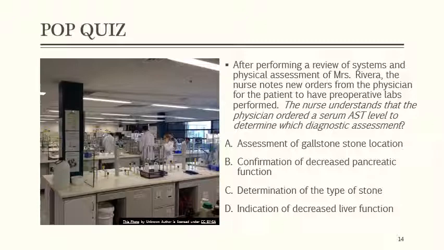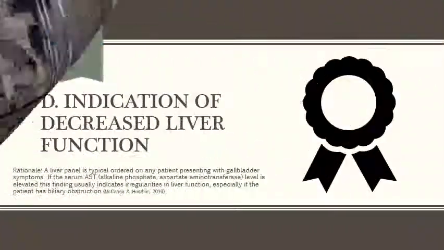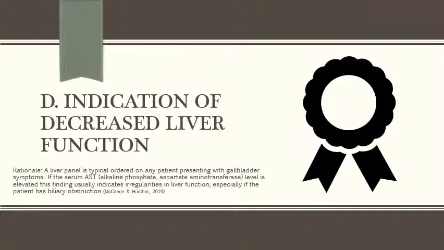All right, now it's time to find out the correct answer. Congratulations! D is the correct answer, indication of decreased liver function, and that is because a liver panel is typically going to be ordered on any patient that is presenting with gallbladder symptoms. The serum AST level will indicate to the surgeon if there is any irregularities or injury directly caused to the liver that is related to any complications with the gallbladder.